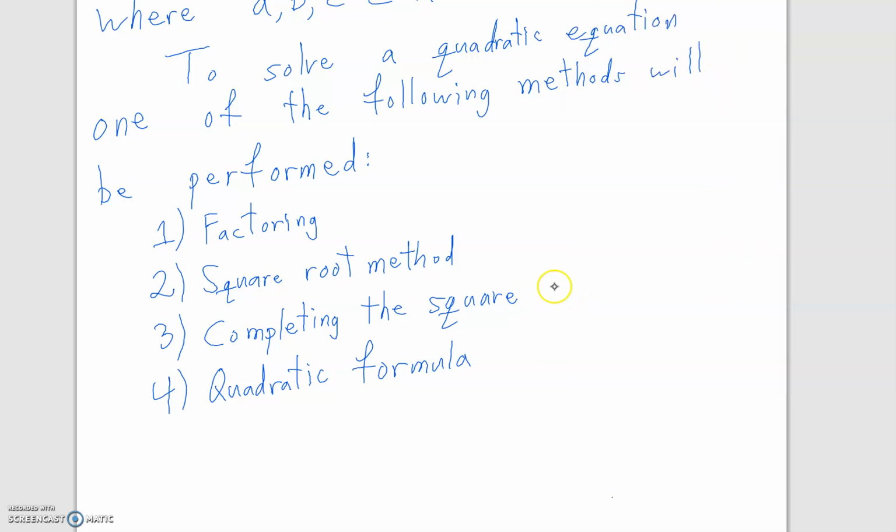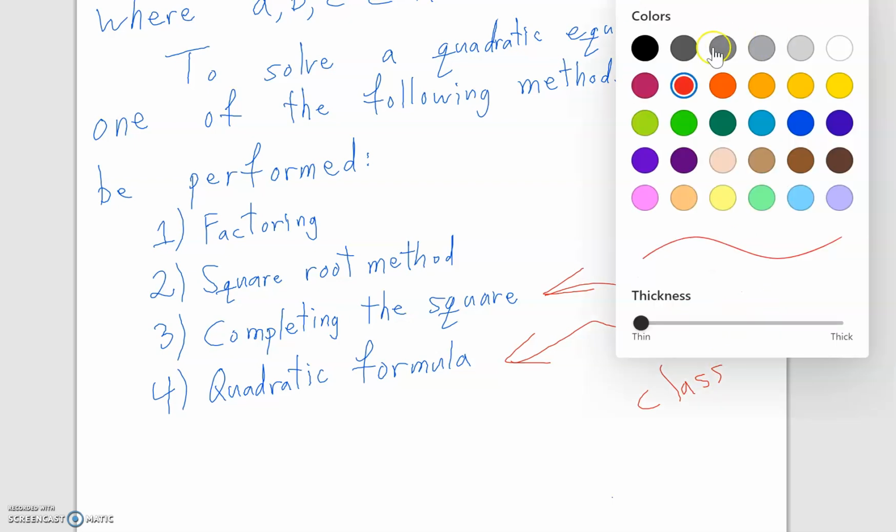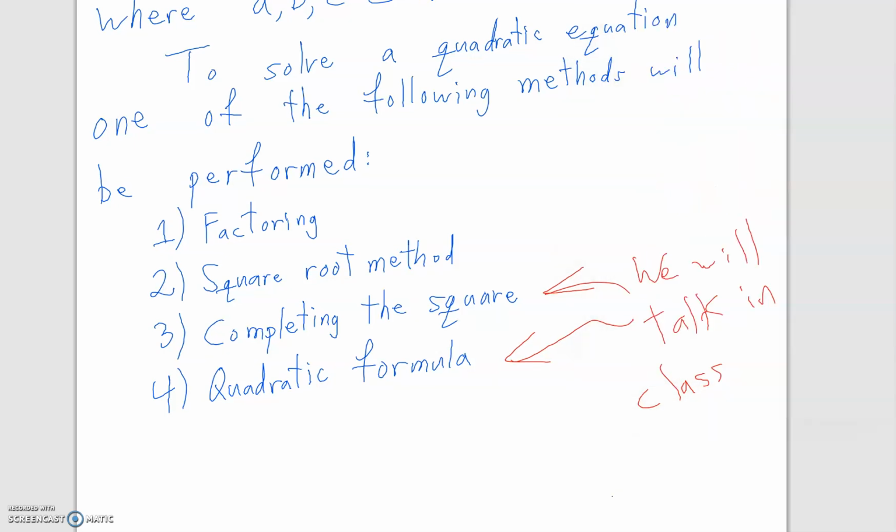These last two methods, we will talk about these in class. So we'll talk about those last two methods in our class meeting tomorrow held via Zoom. We're going to talk briefly today about these first two methods, solving by factoring and solving by the square root method.